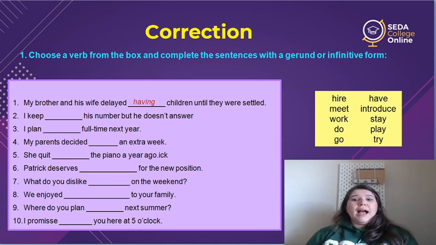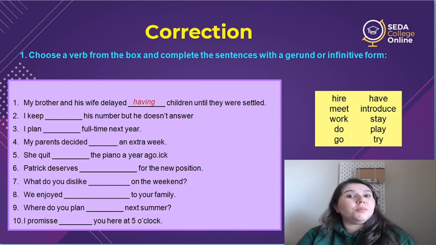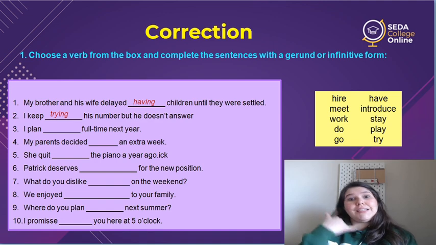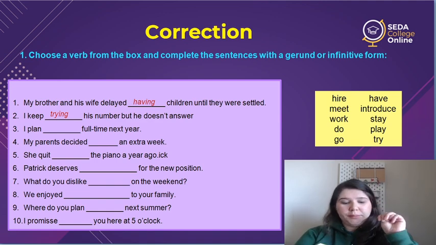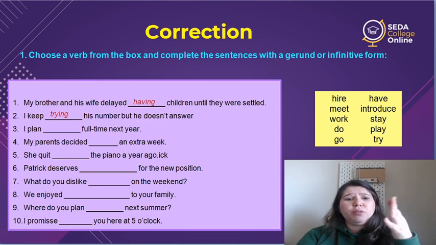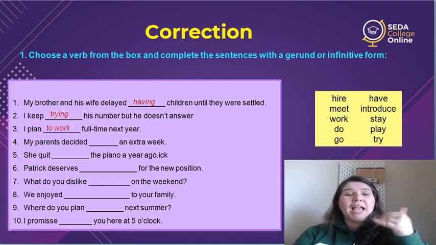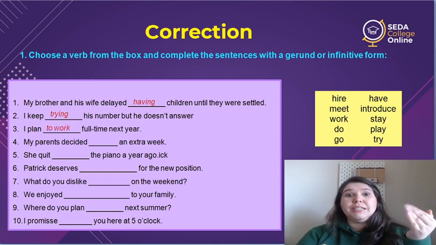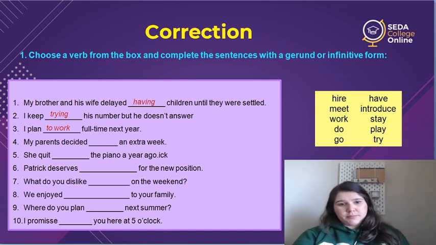Number 2. I keep his number, but he doesn't answer. So after keep, we use gerund form as well. I keep trying his number, but he doesn't answer. 3. I plan full-time next year. So what do we do full-time? Work. After the verb plan, we use infinitive to. I plan to work full-time next year.